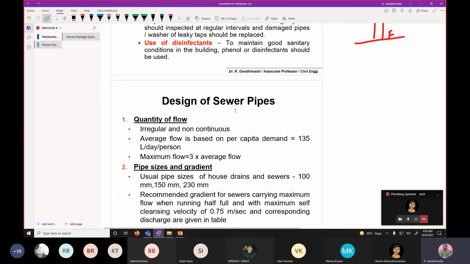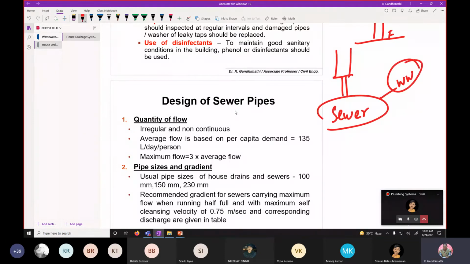Now assume that individual houses may contribute some amount of wastewater. Then we have to find out the actual quantity of wastewater. Because in order to design the sewer, here we are not calling it a pipe, we are calling it a sewer. A sewer carries the wastewater. The material that carries the water is called a conduit.